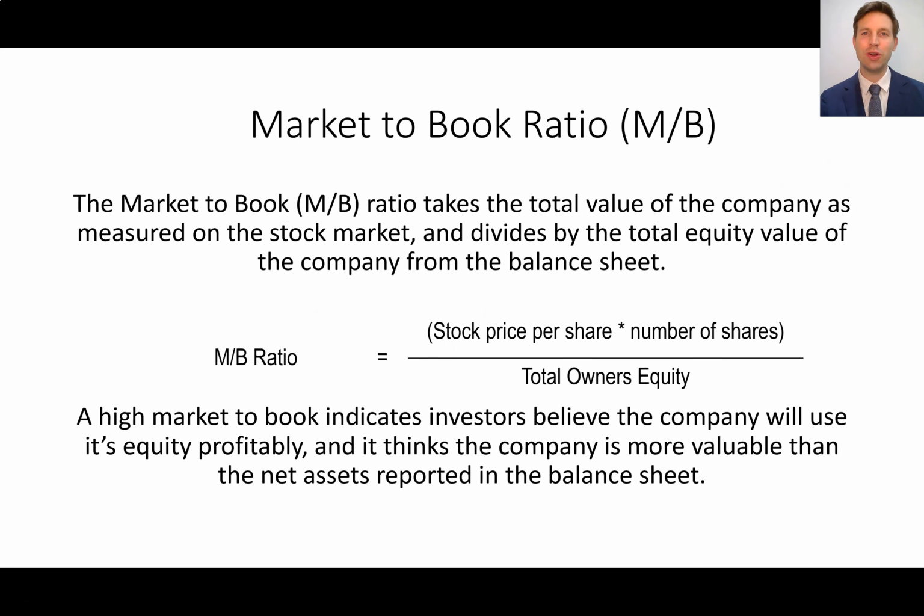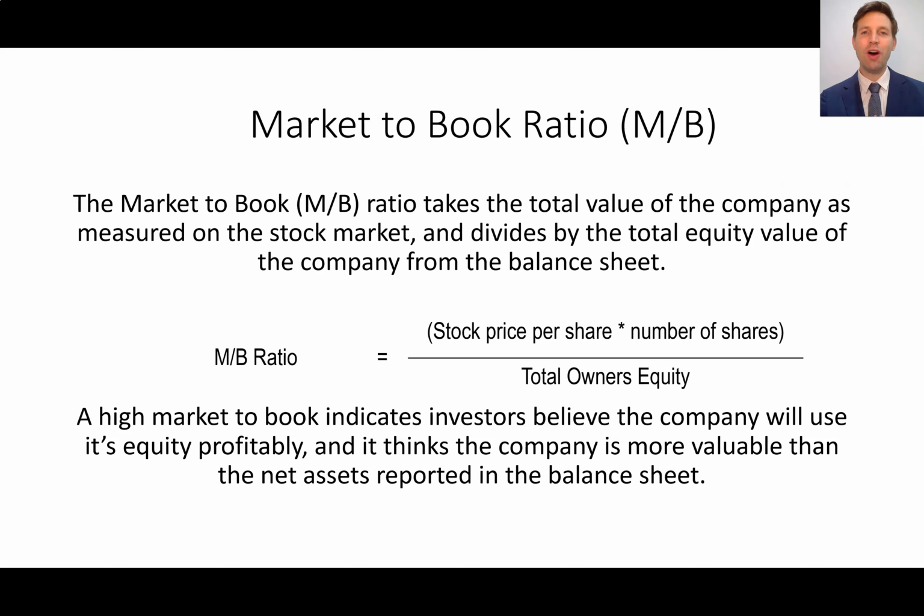Another powerful ratio is the market to book ratio. The market to book ratio takes the market value of a company, that is the stock price per share times the number of shares. That's called the market value or market capitalization, and we divide by the total owner's equity on the balance sheet. So this is comparing how much the stock market thinks a company is worth compared to how much it's worth in the financial statements. And we'll find that they're often very different numbers because of the different accounting rules, meaning the balance sheet has to use historical cost accounting and be quite conservative.